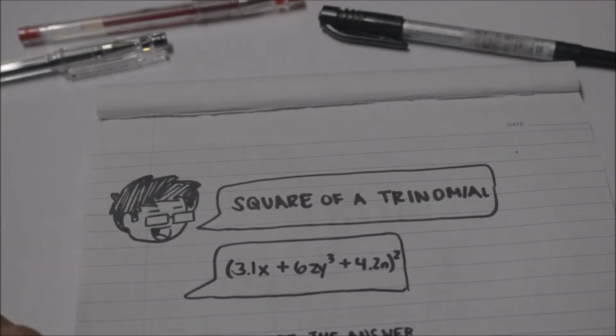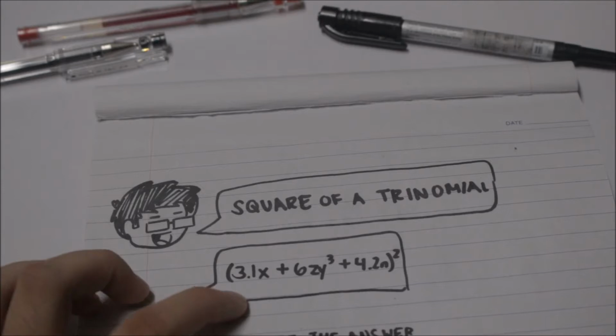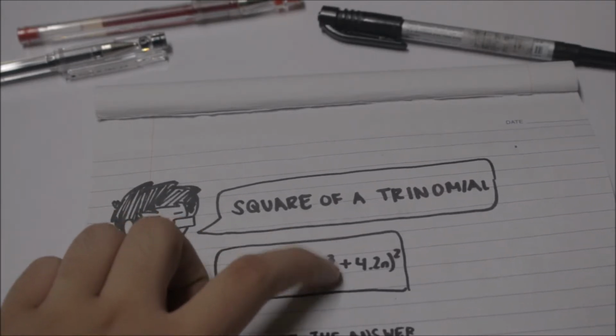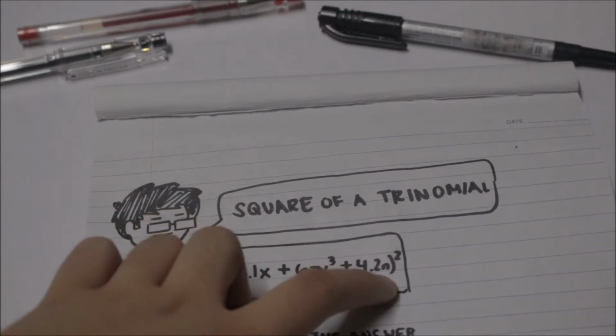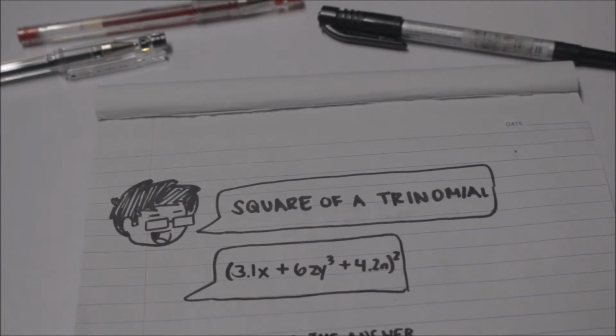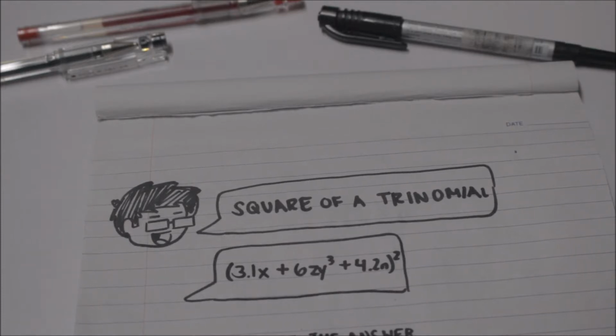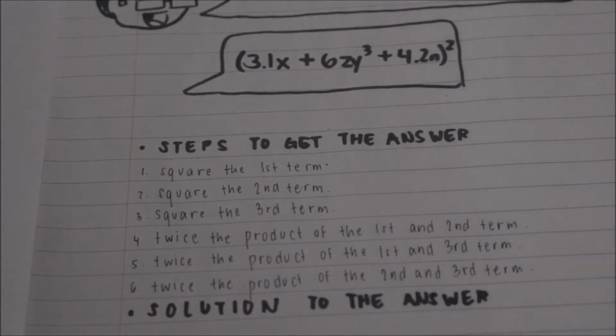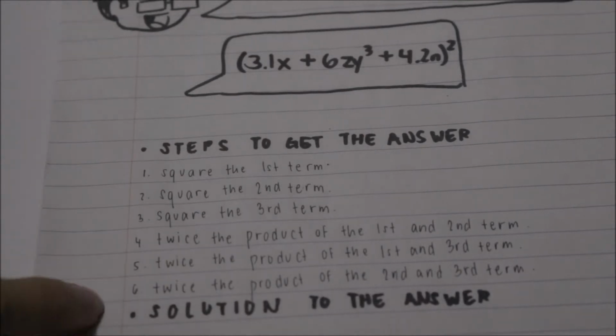So our given for today is (3.1x + 6zy³ + 4.2n)². It may seem a little difficult to answer, but if you know how to follow the 6 steps that I will be showing you later, it will be a piece of cake for you. In order to get the answer, you must follow these 6 steps.